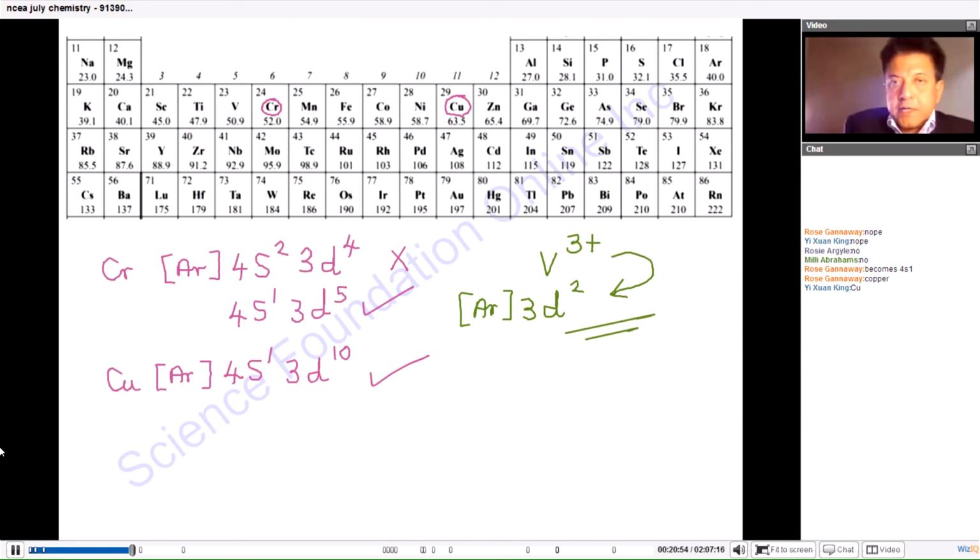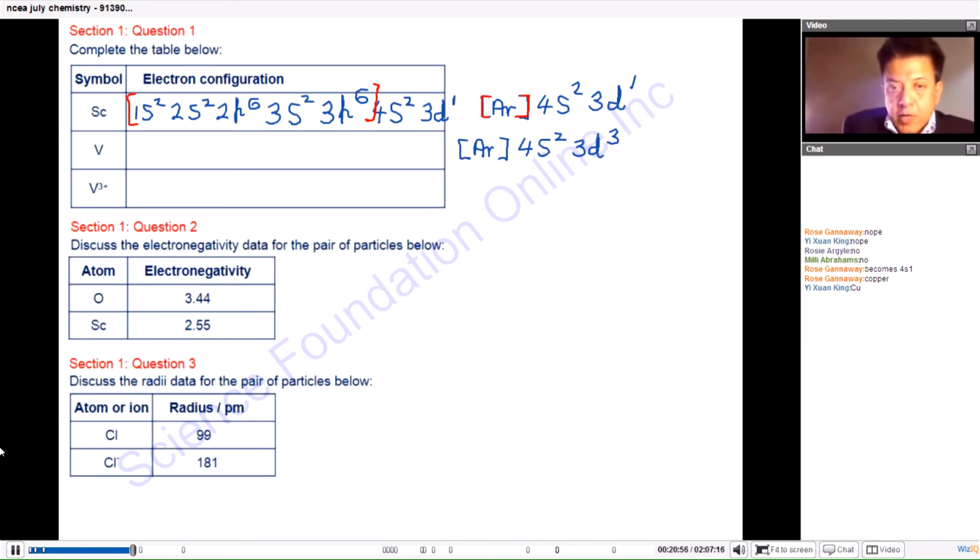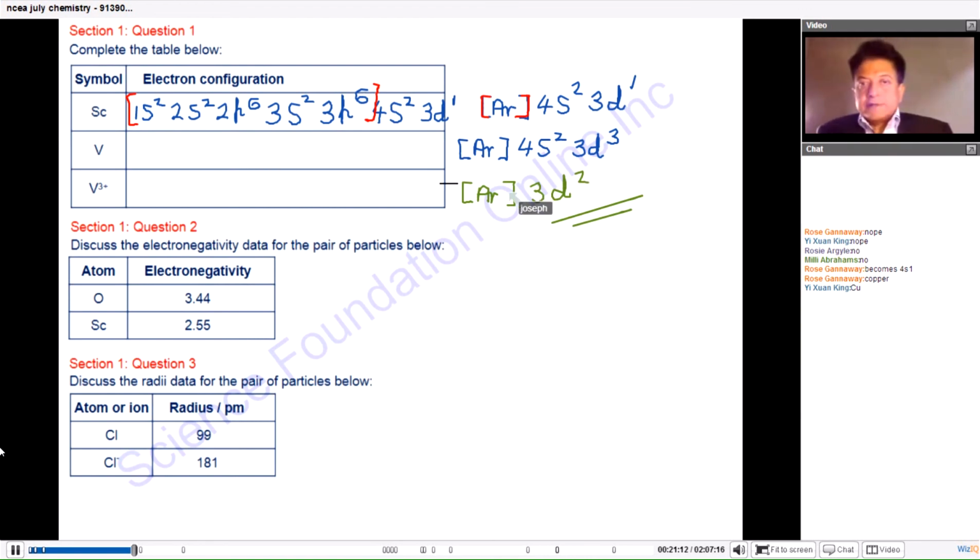Okay, argon 3d2 is how we would write that answer. Or you could fill in what that inner argon configuration is, or you could write it like that. Okay, so those are the answers to question number 1.